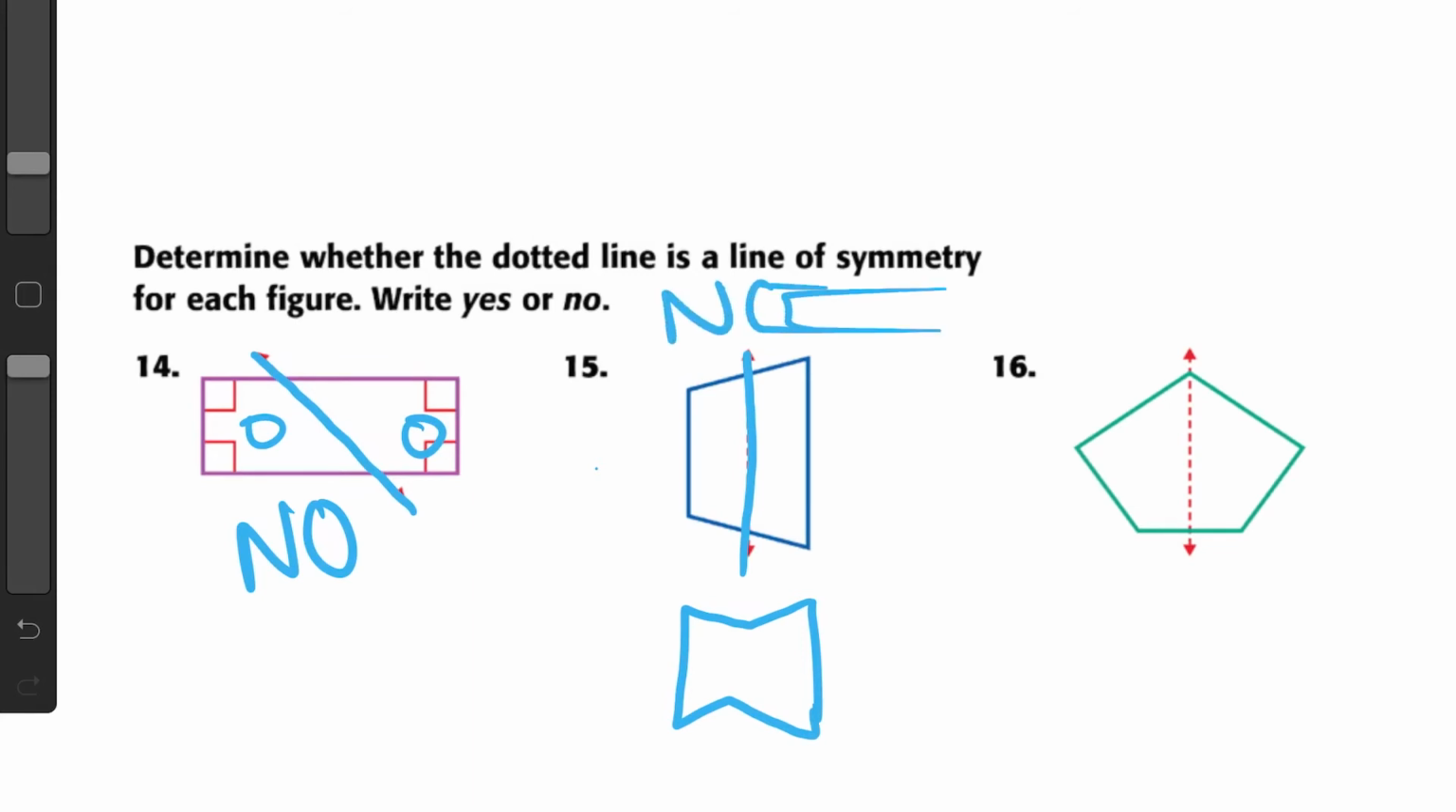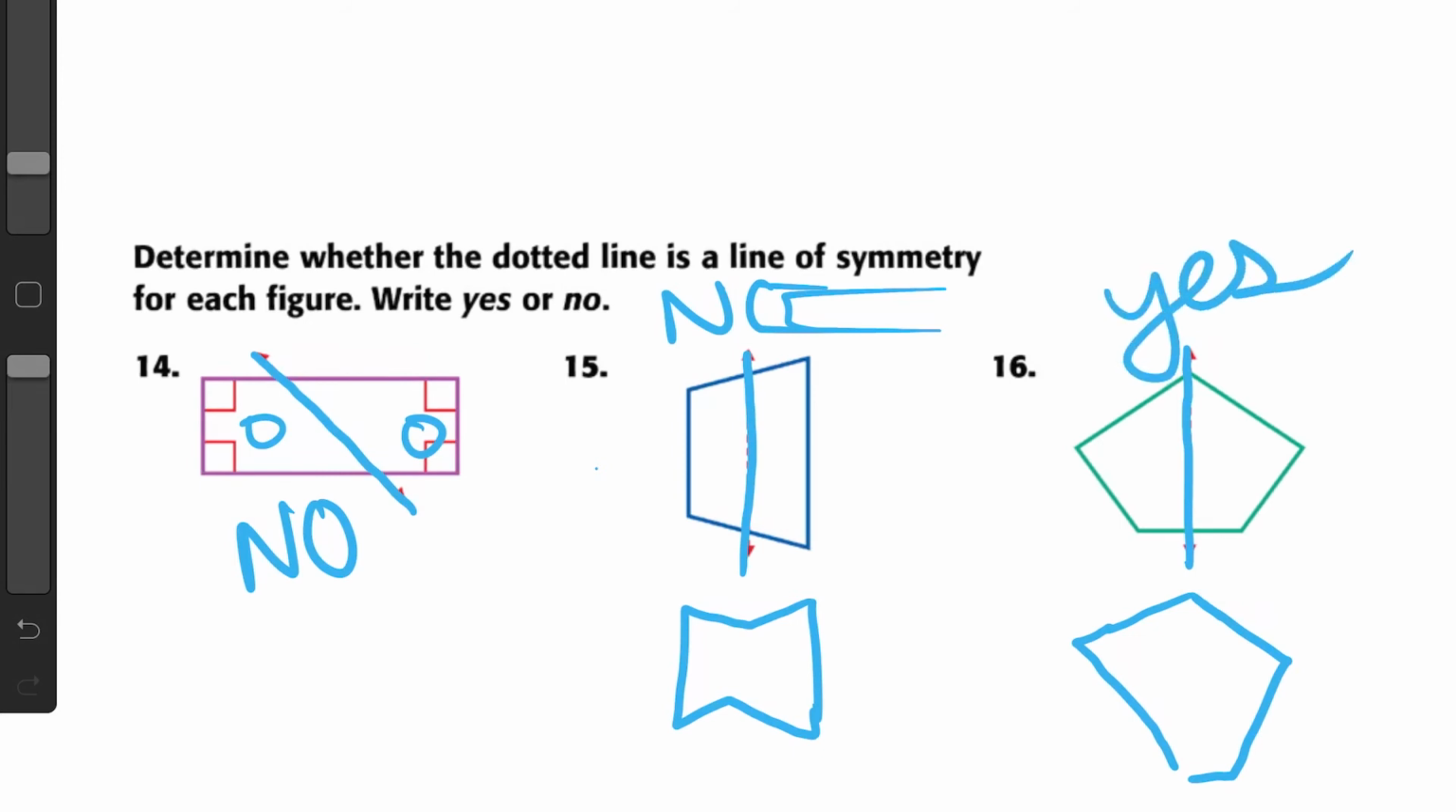Ooh. All right, number 16. If we were to take this, cut it down the middle, would we get that shape? So if we took this, cut it in half, put it against a mirror, yes, we would get this shape, except it would look better than the way I just drew it.